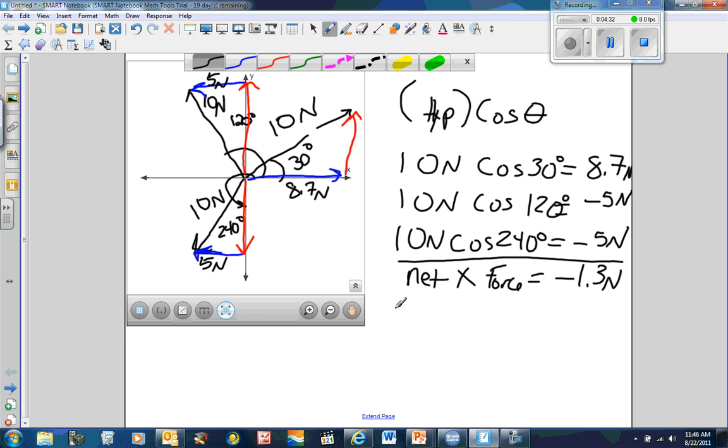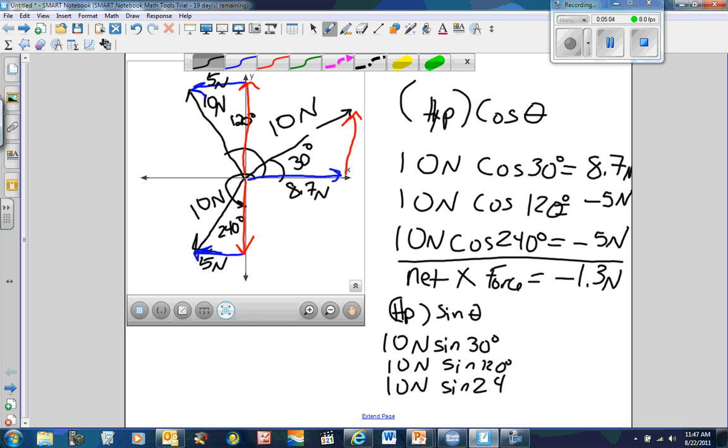Okay, to find the y, I take the hypotenuse times sine of the angle. Well, in this case, that's going to be 10 newtons sine of 30 degrees, 10 newtons sine of 120 degrees, and 10 newtons sine of 240 degrees. And I'm going to take my calculator and multiply each of those out, and I'm going to get a positive 5 here. I got 2 positive and 1 negative here.